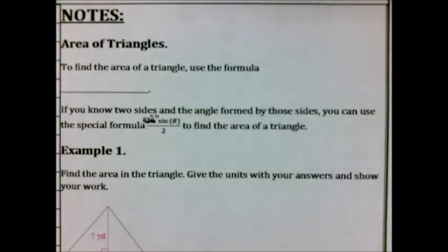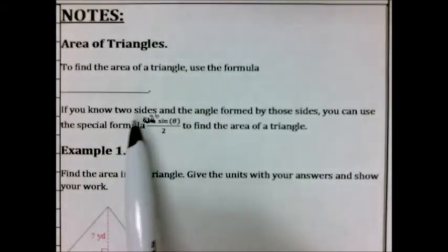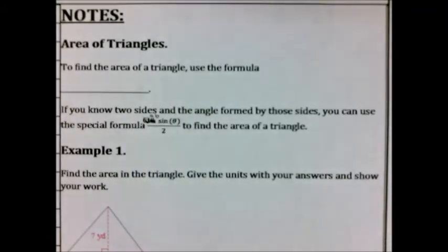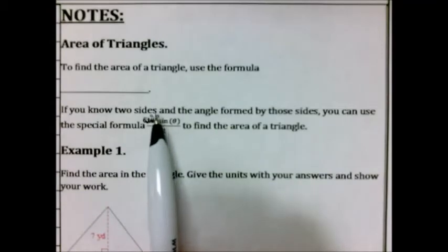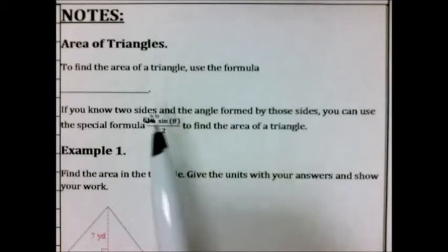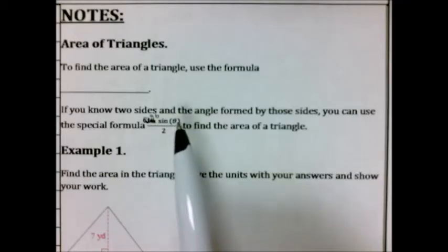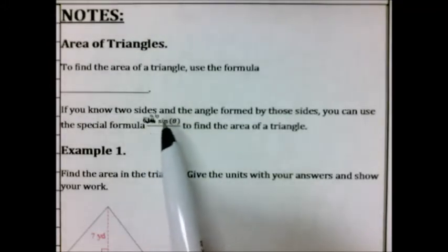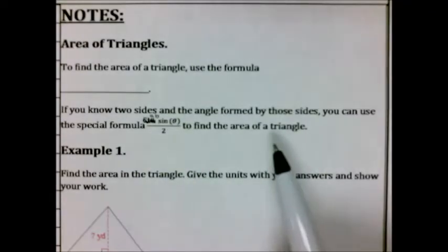Now there's also a special type of triangle that we can find the area of. If we know two sides and the angle formed by those sides, we can use the special formula, and this is your blank here. We can use the special formula where a and b are just two sides, and the angle formed by those sides is theta. So a b times the sine of theta, okay? Theta is kind of a weird looking little shape, like a circle with a line through the middle of it. a b times the sine of theta divided by 2 will also give you the area of a triangle.